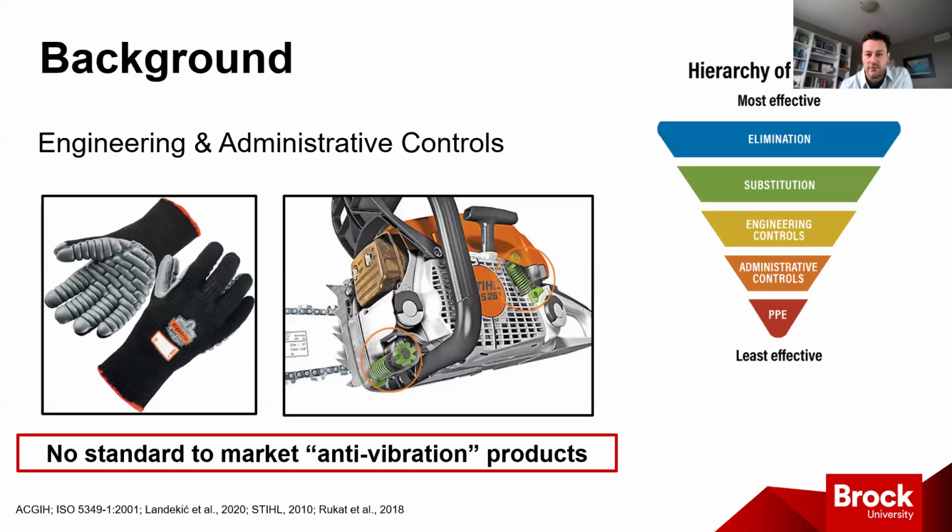Unfortunately, many vibrating tools still leave workers exposed as they generate vibrations that tend to be over this ISO standard or limit. So as a result of that, engineering and administrative controls tend to be the primary focus of prevention. Things like anti-vibration gloves and anti-vibration mechanisms on the tools themselves can be implemented to reduce vibration magnitudes. But most of these interventions still leave workers exposed as there's no clear standard in place for how much reduction is required to actually market a product as anti-vibration.